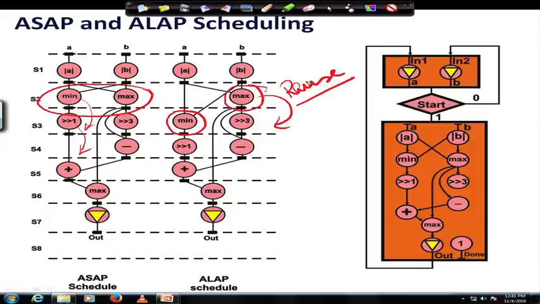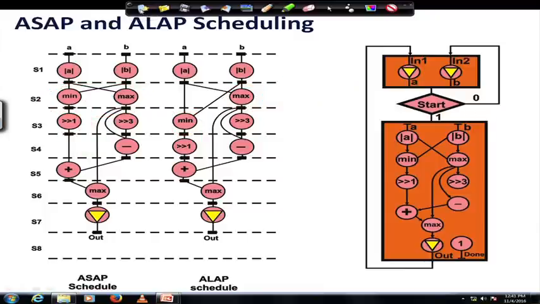Now, this as soon as possible and as late as possible is giving me another piece of information. It is giving me the information about mobility of an operator.